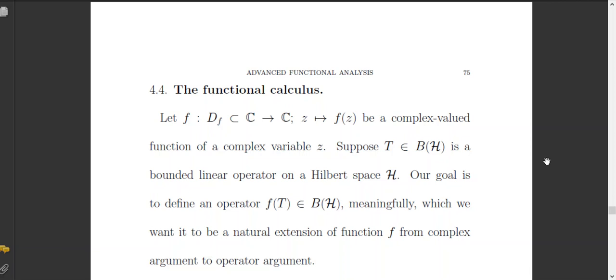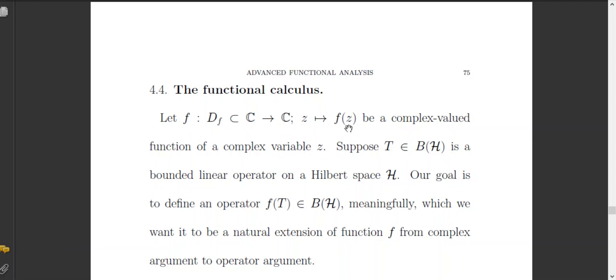Okay guys, next we are going to talk about the functional calculus. It's a sophisticated topic, but it is just an introduction. Okay, look at here. Suppose that we have a complex valued function of a complex variable z. It means f is defined from a subset of complex numbers into complex numbers, and this is the domain of f.